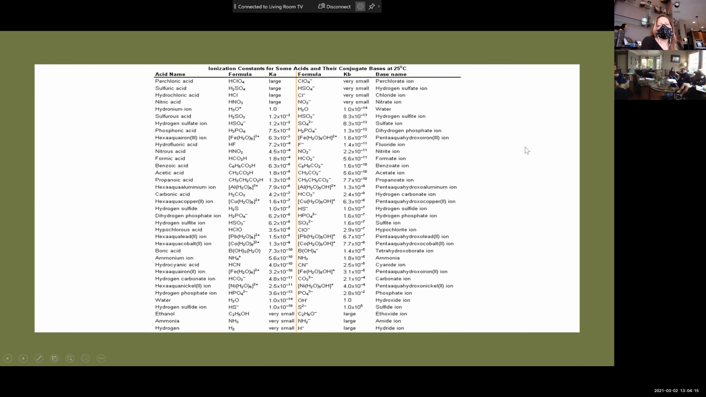So I've got this here for you. These are ionization constants for particular acids and particular bases. It just gives you an idea of where the numbers lie, so you can tell what's strong and what's weak based on the size of the number. So the bigger the number, the stronger.